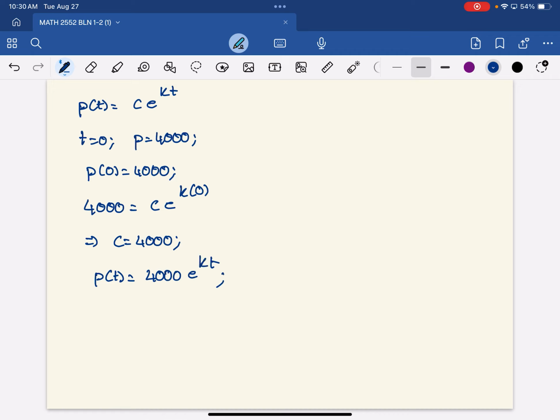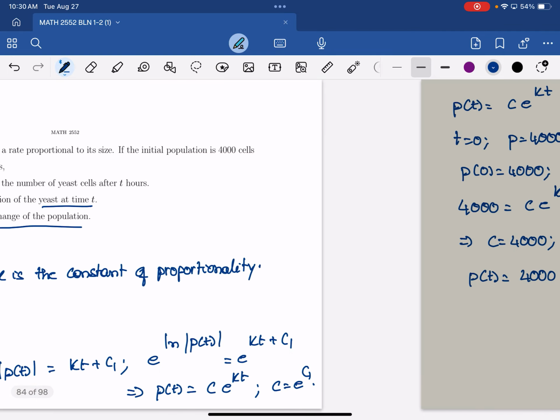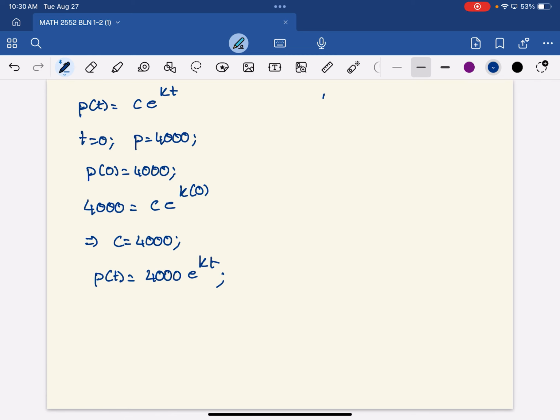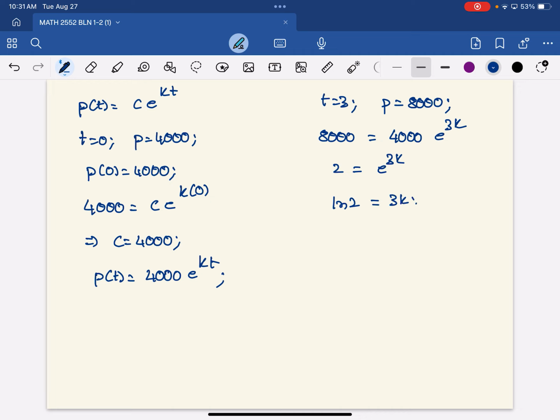Agreed? You with me on that? Clear? The next is it doubles after 3 hours. So that means the population doubles after 3 hours. So when t equals 3, the population is going to be 8,000. Substitute those values: 8,000 equals 4,000 times e to the 3k. That gives you 2 equals e to the 3k. So obviously you apply natural log on both sides to find the value of k. So this is 3k, so k is going to be 1/3 natural log of 2, right?